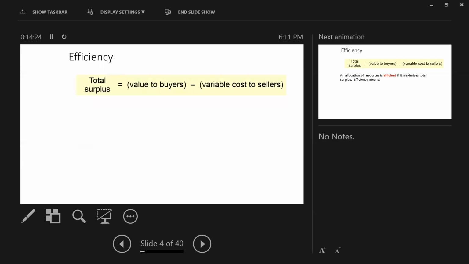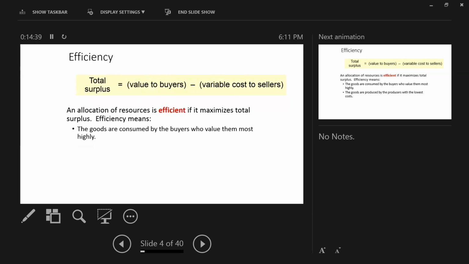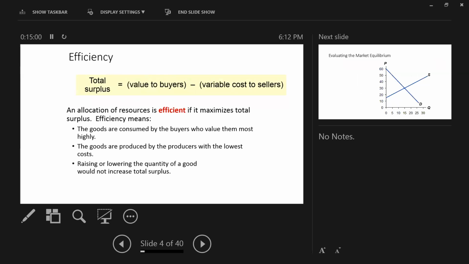And we are now thinking about an allocation of resources as yielding an efficient outcome if that allocation is able to maximize the size of total surplus, meaning we're getting the biggest economic pie in total that we can. So just keep in mind, efficiency implies here that goods are consumed by the buyers who value them the most highly. And at the same time, the goods are being produced by producers that can produce these goods at the lowest possible cost. Okay, and at this point, if we were to try to reallocate resources, raising or lowering the quantity of a good traded would not increase the total surplus if we are, in fact, at the efficient allocation.